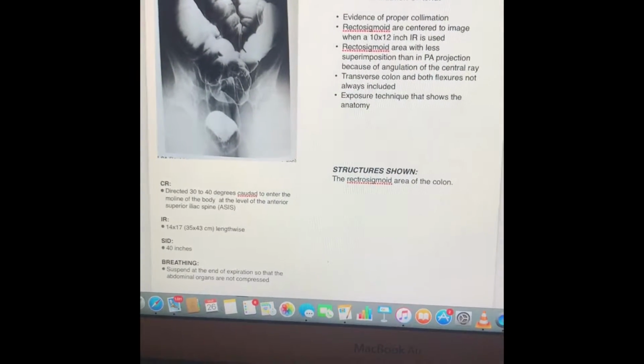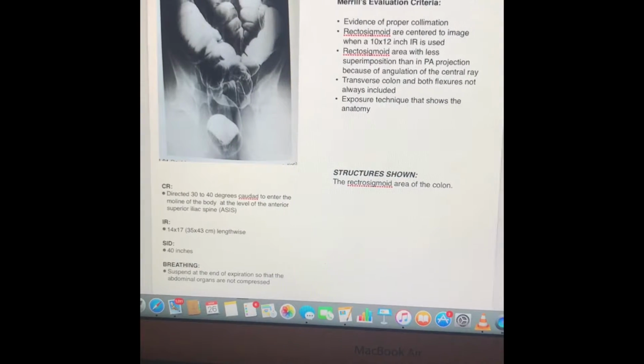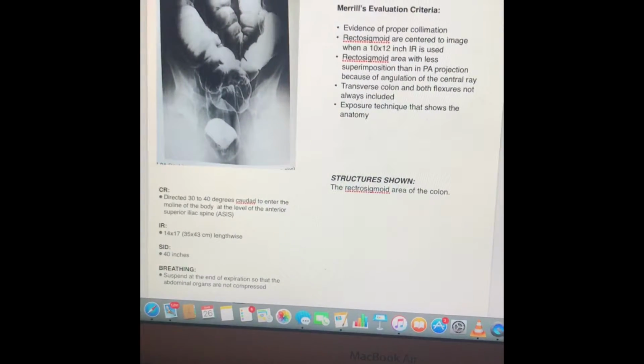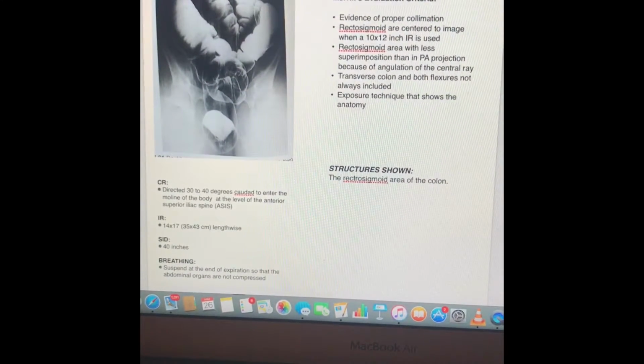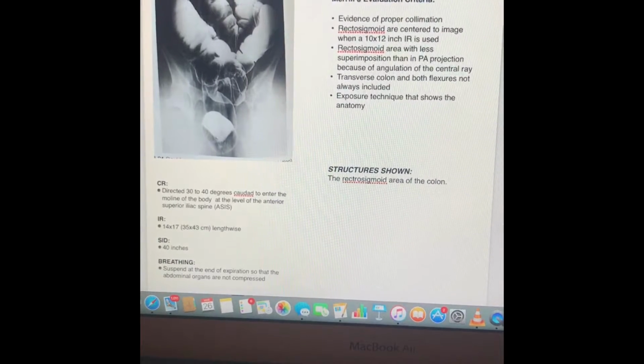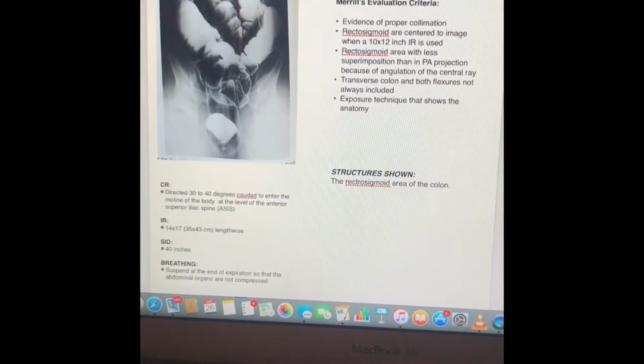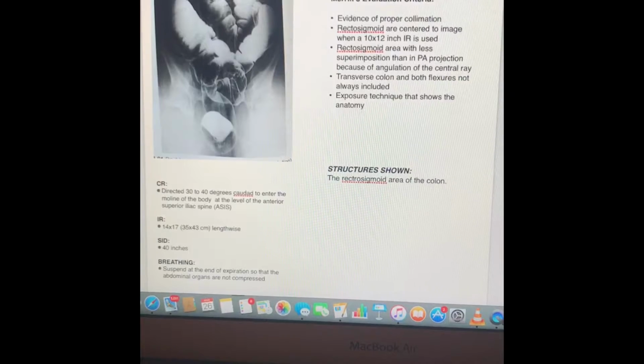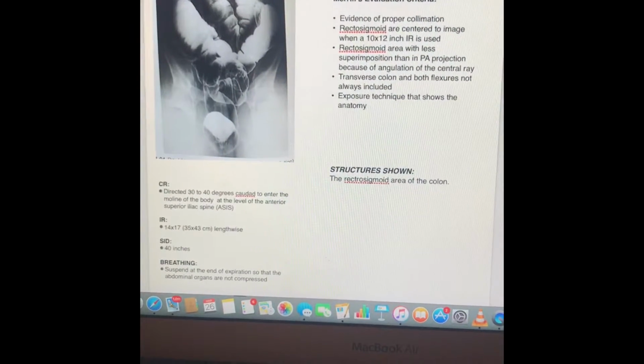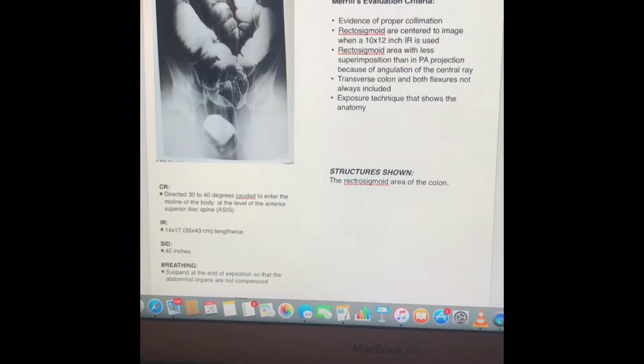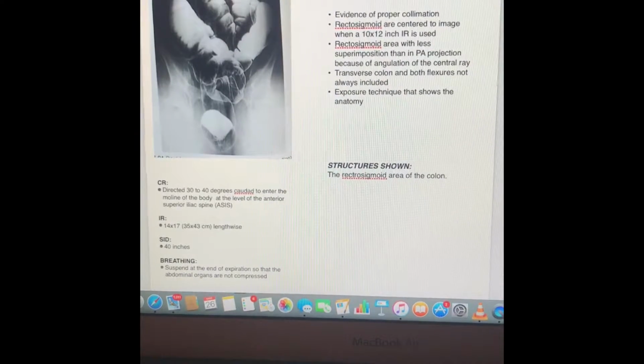My next projection was PA axial projection. Patient was in a prone position. Merrill's evaluation for this projection is evidence of proper collimation. Rectosigmoid area is centered to image when a 10 by 12 inch IR is used. I used 14 by 17 for this one.